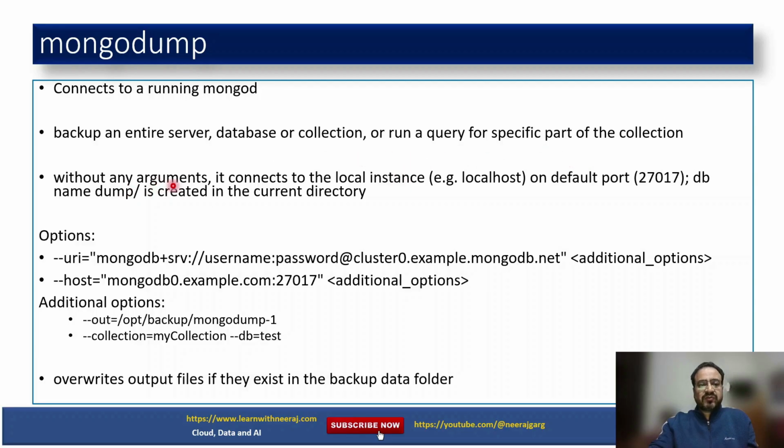If we don't provide any argument, it connects to the local instance by default, and all this I'm going to show you. I'll show you a couple of options without any argument, then using the archive option, and then we'll connect to a cluster which is running on MongoDB Atlas, which is a cloud database.